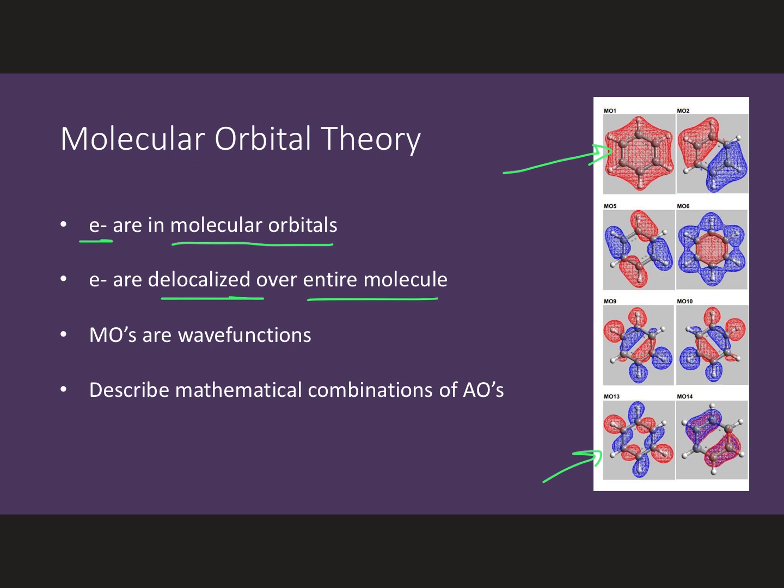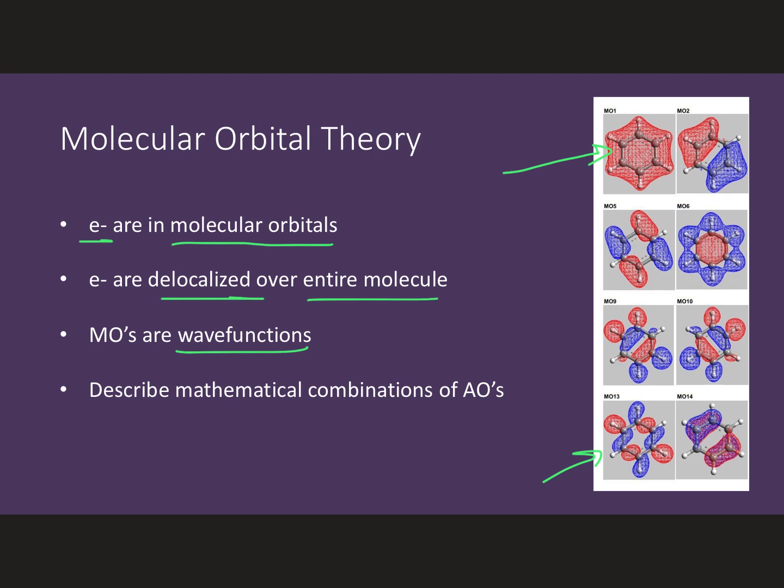Another piece of this that we're going to bring in here is we're going to base molecular orbital theory on wave functions. So again, just like we did with the atomic orbitals, we're going to do the same thing here, where we're going to say these pictures that we have here tell us about the three-dimensional properties of the electrons.